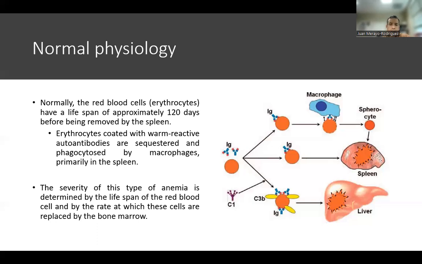You can see an image here on the right where you see a normal red cell. When they have attached IgG or complement, they may be detected by macrophages and cleared, and they may become spherocytes or microspherocytes when they go through the sinusoids in the spleen and the liver.